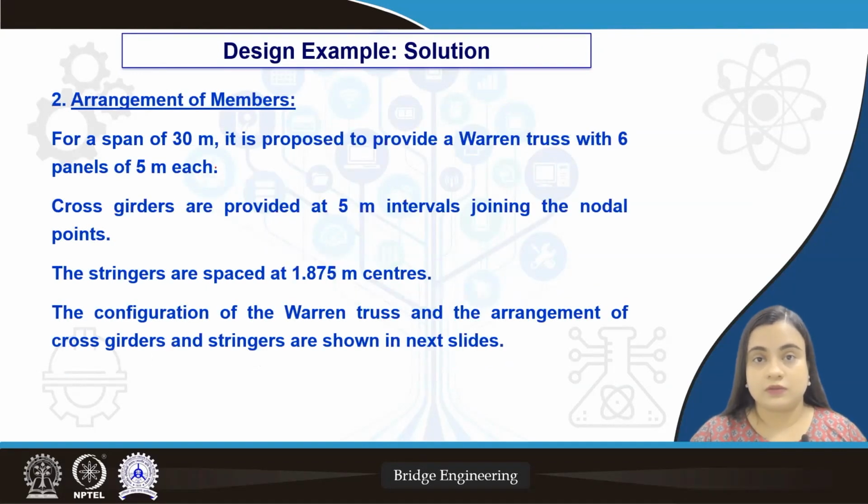The first task that we are going to do is arrangement of the members. For a span of 30 meter, we can proceed with providing a Warren truss with 6 panels, each panel having an equal length of 5 meter. We can provide cross girders at 5 meter intervals joining the nodal points. The stringers can be placed at 1.875 meter centers.